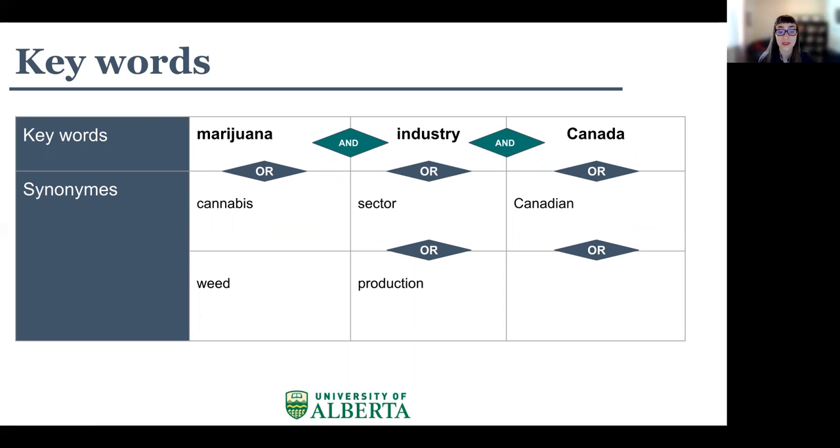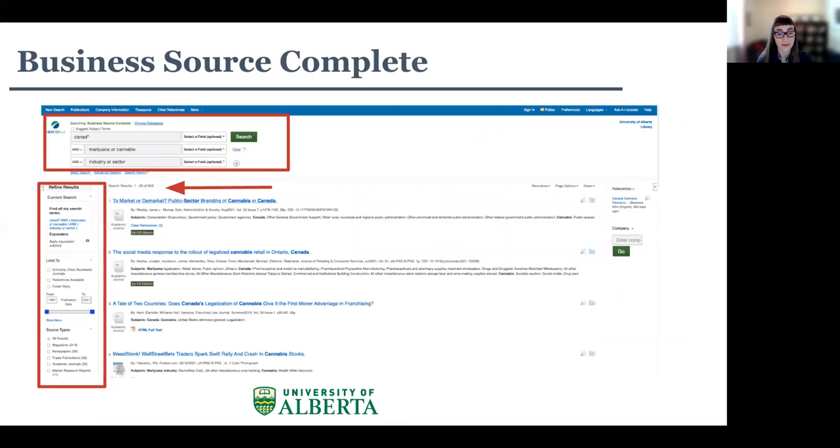So you may want to make sure you think of synonyms or closely related terms for your keywords before you start searching. This is because different databases and different authors may use different terms to refer to the same concepts. So let's see an example with Business Source Complete, in which I'll be looking for information about the cannabis industry.